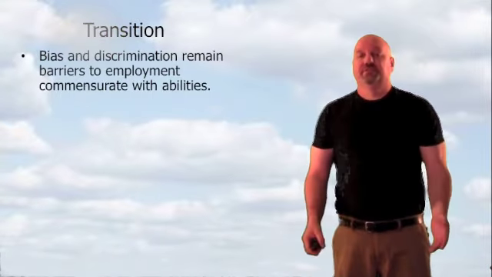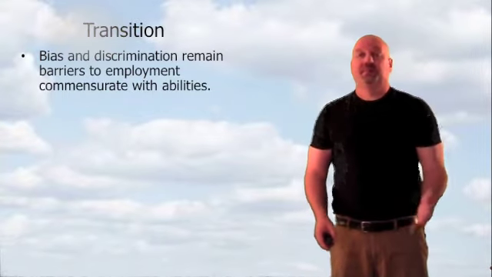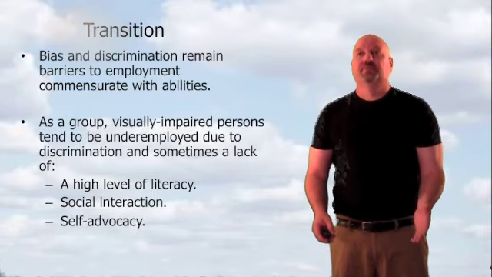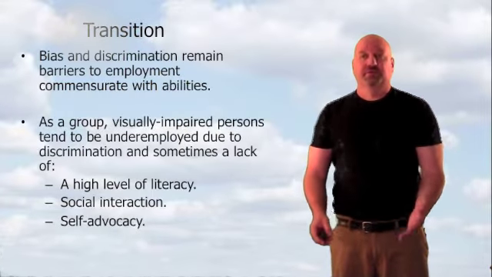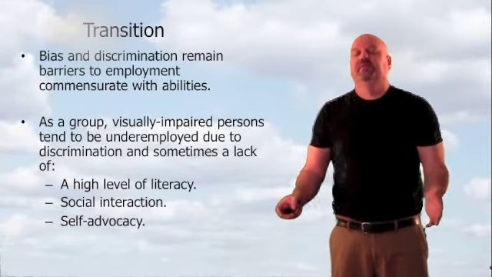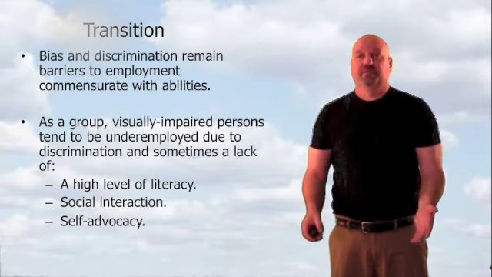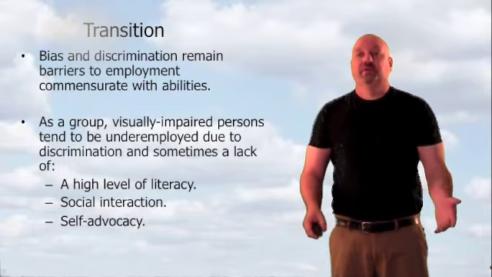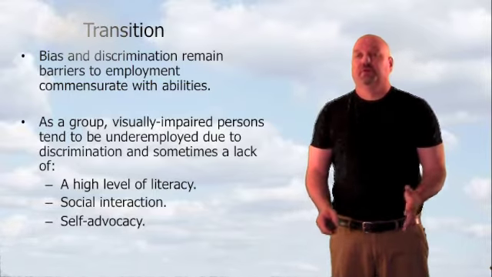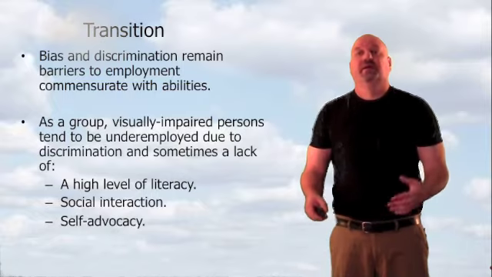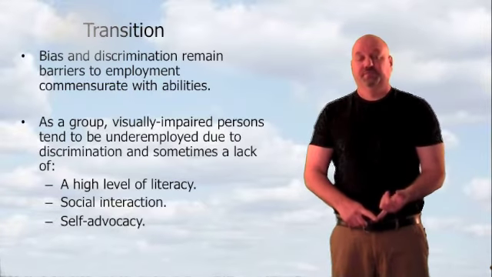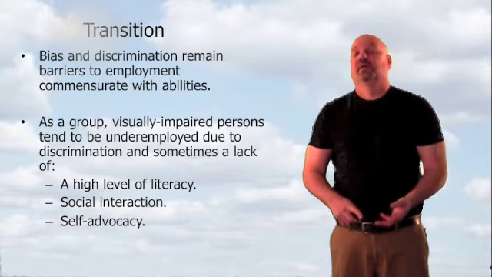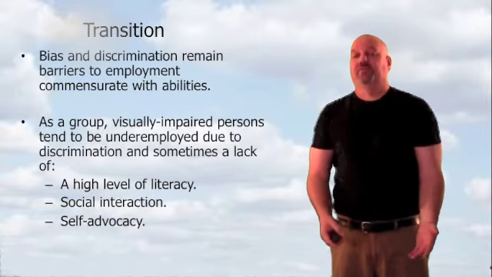When it comes to transition to adult life for this population, they face a number of biases and discrimination that create barriers to employment, even when compared to students with other disabilities. As a group, students that are visually impaired tend to be underemployed due to discrimination and a lack of high level of literacy, a lack of social interaction skills, and the inability to self-advocate for themselves.